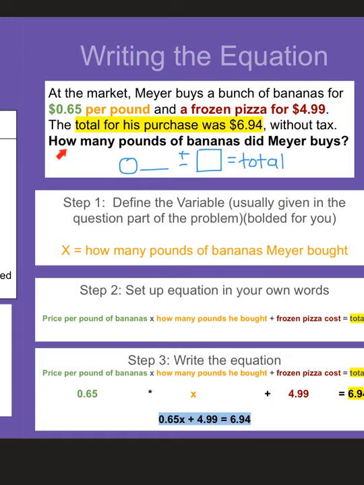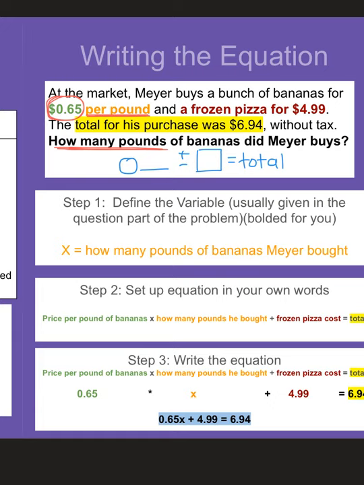The question says how many pounds. Since it says how many pounds, that's the variable, so I'm underlining that. Now when I look back in the problem itself, I look for where it talks about pounds, and I see it here. I'm going to underline that because that's my variable, and right with the variable information is going to be my coefficient. So I'm going to circle that, 65 cents.